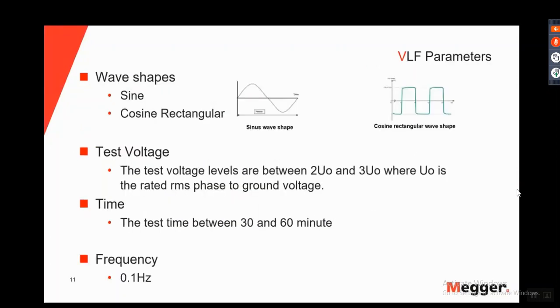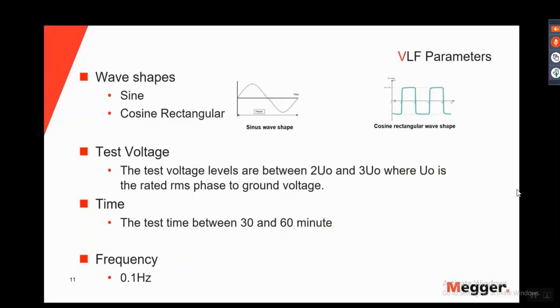The parameters involved in the VLF test are the wave shapes. We have mainly two wave shapes: the sine wave shape that you can see in the graphic on the left, and on the right we have the cosine rectangular wave shape. Of course, both wave shapes have advantages and disadvantages, and maybe we'll go through them in the next slides.